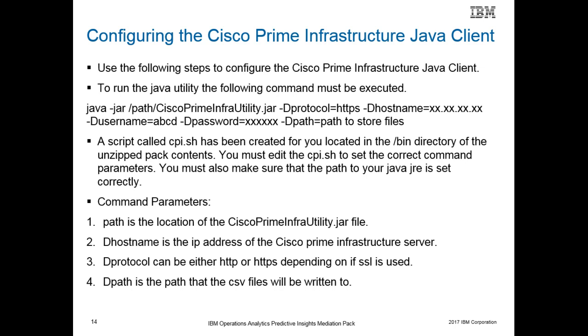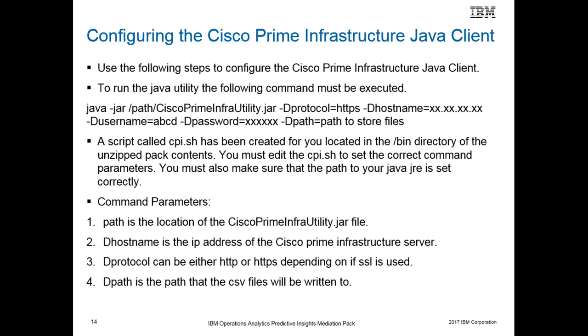This script is located in the bin directory of the unzipped pack contents and can be copied to any user-defined directory. You must edit the cpi.sh to set the correct command parameters. You must also make sure that the path to your Java JRE is set correctly in the script. The following are the command parameters that must be configured in order for the Java client to work.